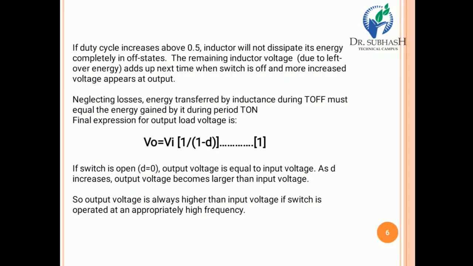If we increase D, the output voltage becomes larger than the input voltage, so the output voltage is always higher than the input voltage if the switch is operating at a reasonably high frequency.